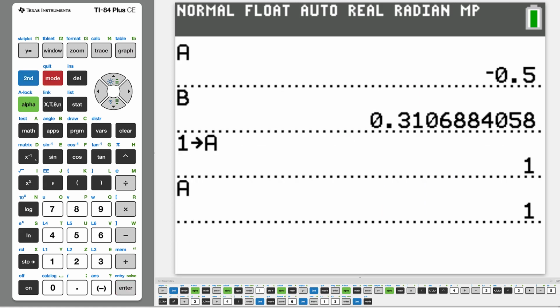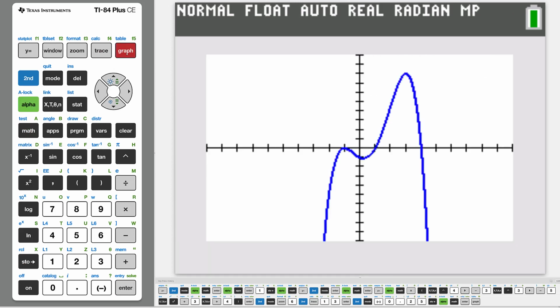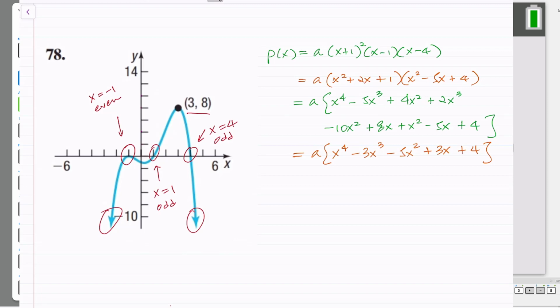I'll get out of here, and I'm going to say minus 0.25. That's the decimal version of 1/4. I'm going to store that in alpha A. And now when I go back to graph that, notice that the graph looks very much like what we were working off of. Now, if you want to make it more convincing, you can notice the scale here is a little different. It goes negative 6 to 6, 10 to 14.